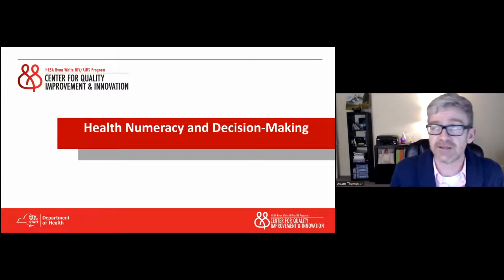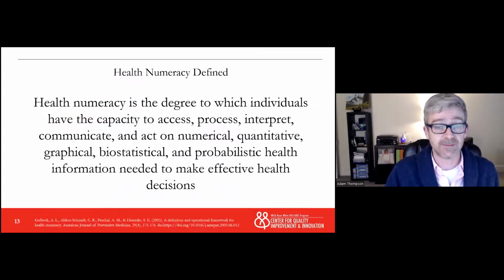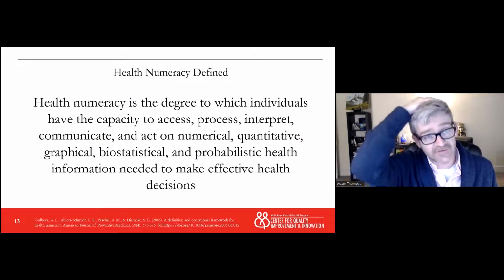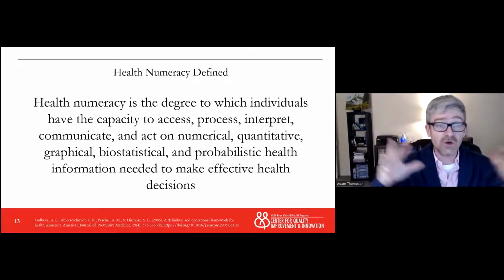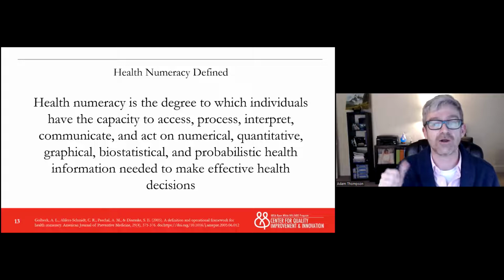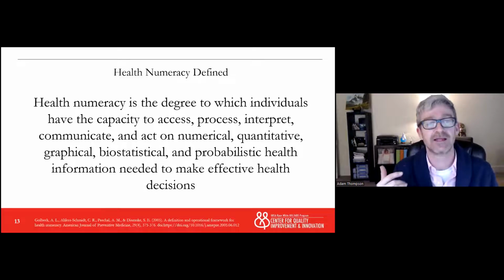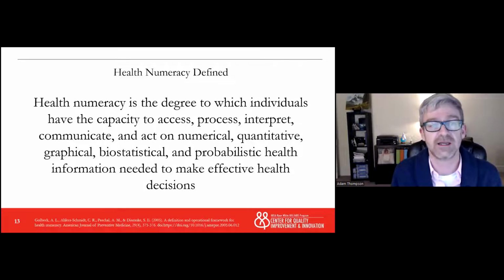Health numeracy, we've got these numbers all around us. We're constantly being asked to do something. So what does this mean? Health numeracy is defined literally by how we do with numbers. It's the degree to which individuals have the capacity to access, process, interpret, communicate, and act on numerical, quantitative, graphical, biostatistical, and probabilistic, that's a mouthful, health information needed to make effective health decisions.